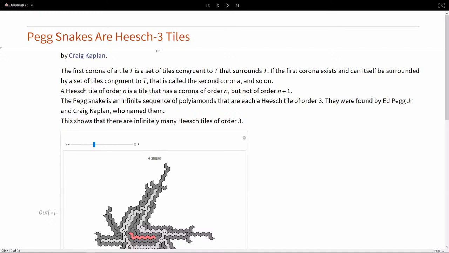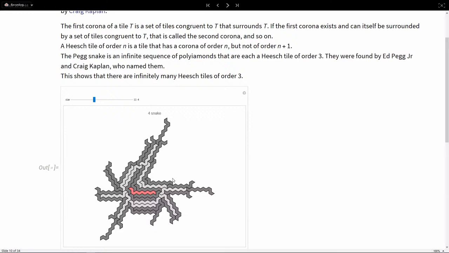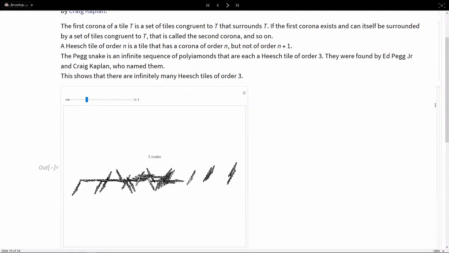Here's an item known as Heesch tilings. If you take this shape at the center, you can surround it with a corona of copies of itself in darker gray. You can surround it again with the light gray snakes, and you can surround it a third time with another set of dark gray snakes. But at that point, you can't surround it anymore. This basically has a Heesch number of 3. And it turns out there's an infinite set of these.